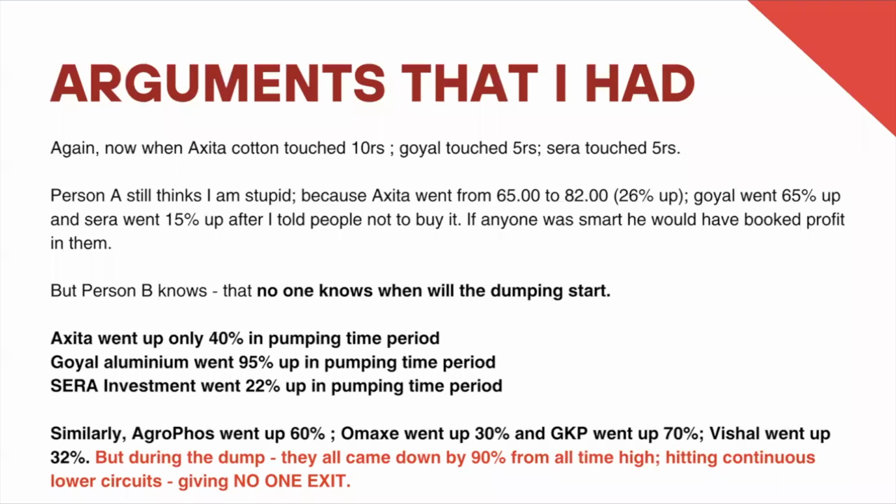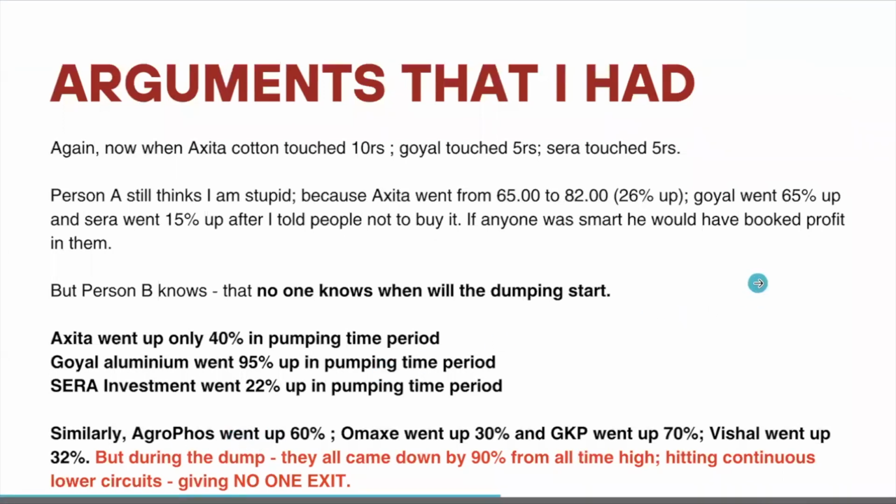It could be that the dump starts after going up just 10%, right? No one knows. So person B knows that nobody knows when the dumping will start. Akshita went 40% up in the pumping period. Goel went 95% up in the pumping period. Sera went 22% up in the pumping period. Okay, but during the dump, they will all come 90% down from the all-time high, hitting continuous lower circuits and giving no one exit. No one will get an exit.